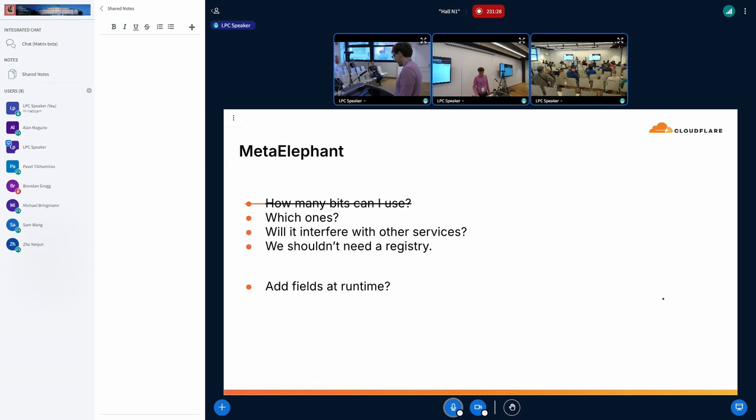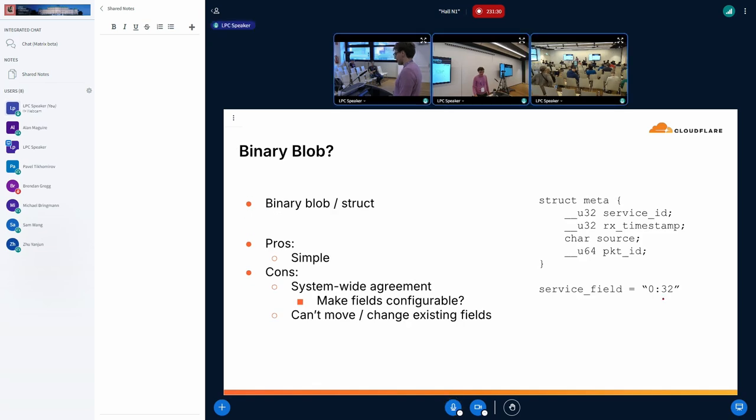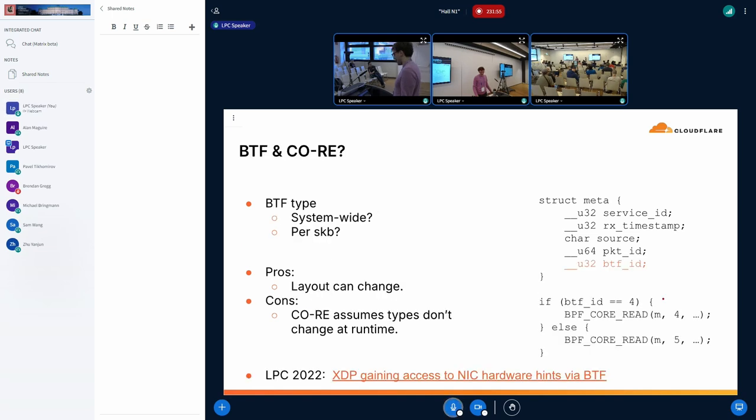Of course, the simple approach is just to use a binary block, like a struct. The process is very simple. But the con is if you have different services from different vendors, it's pretty unclear how they would cooperate. Would you configure them to use different bytes, to tell them, hey, the field you want is bits 0 to 32, and I've got to hide it in the struct or not? So we have a lot of not great ideas for potential outcomes, but actually we're looking for feedback.